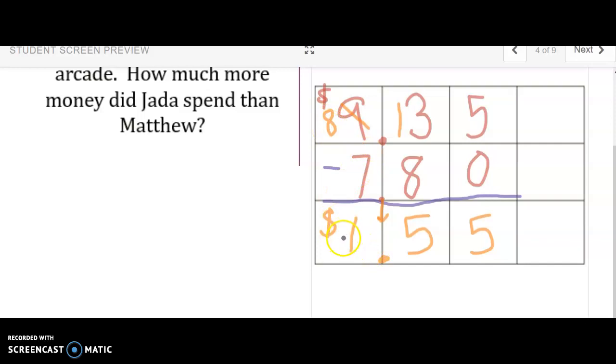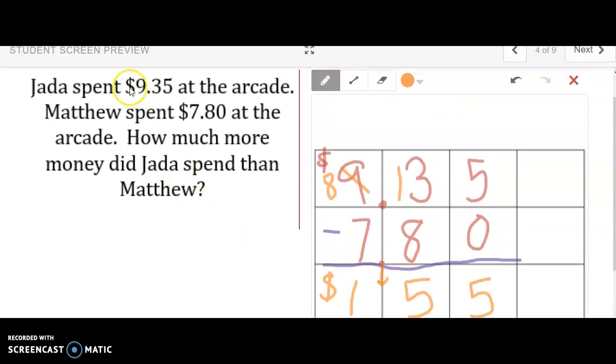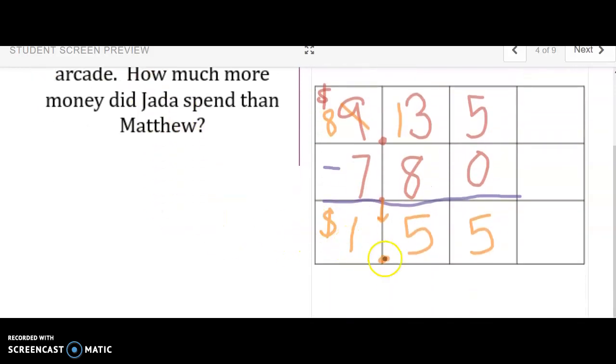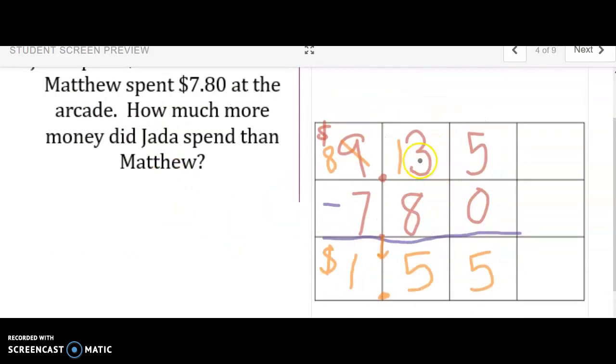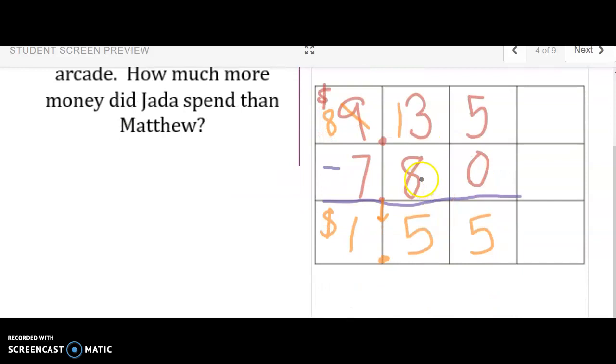So as I was subtracting, it didn't make sense that I made a mistake, but I went back and I changed it. Now I know that Jada spent $1.55 more than Matthew. Please check your work on slide 4. If it doesn't look like mine, make any changes that you need to make.